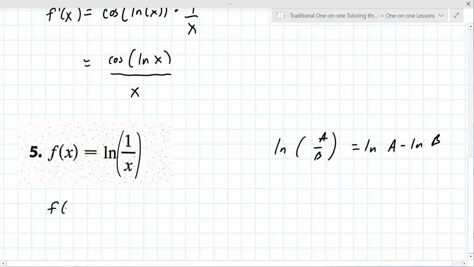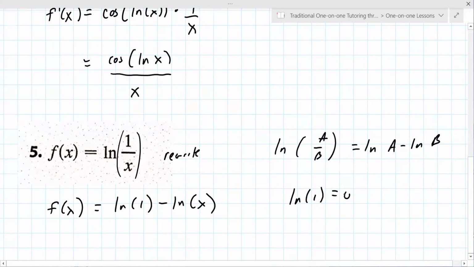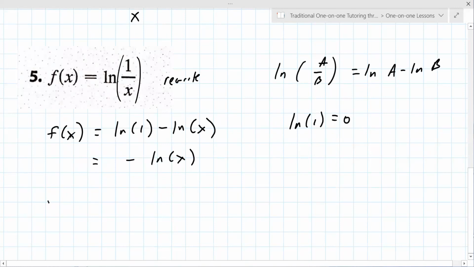Yes. So I call this a rewrite step. There's no calculus in this step. It's natural log of 1 minus natural log of x. You're just rewriting it. Natural log of 1 is always equal to 0, so you could even rewrite it further. This is 0, so it's just negative natural log of x. Now we're ready to take a derivative. So the negative just comes along, and the derivative of natural log of x is 1 over x. All right, and you're done.